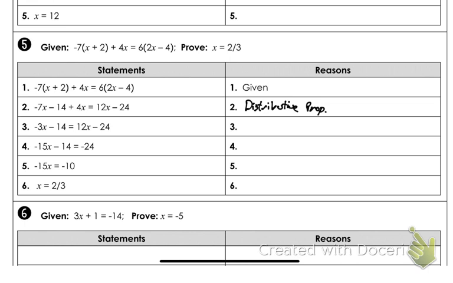Let's look what happened on the next step. Did I add or subtract to both sides of the equal sign? No, I combined like terms, right? I took this 4x and this negative 7x, and I put them together. They're all on the same side, right? So we have 2 things we can do here. We could say we combine like terms, or we can just put simplify.